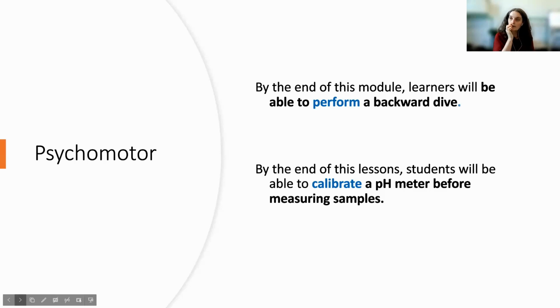So this is a learning outcome I took from my course, and I think it's part cognitive and part psychomotor, but there is a psychomotor skill that students need to do in order to physically calibrate a pH meter before they measure samples. So that's a good one to think across domains.